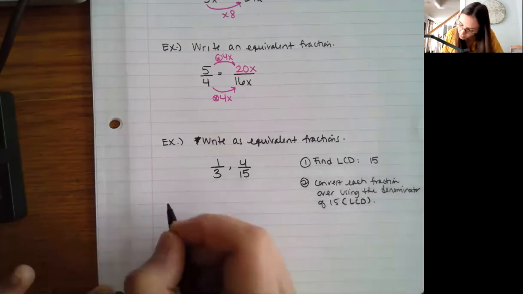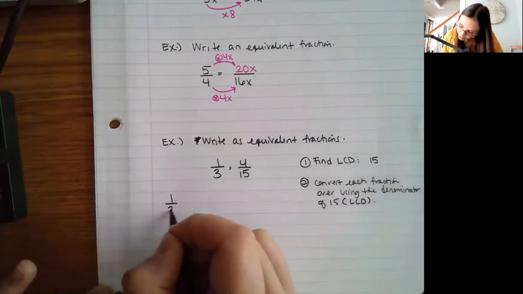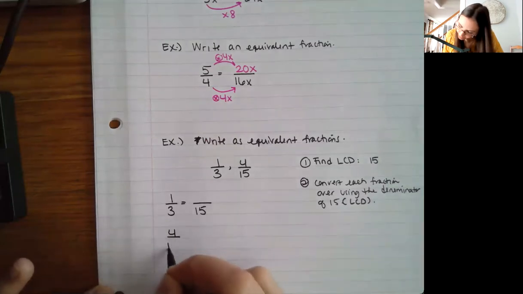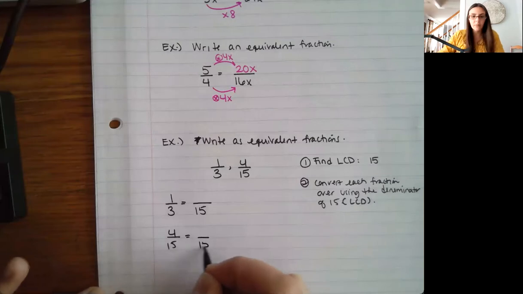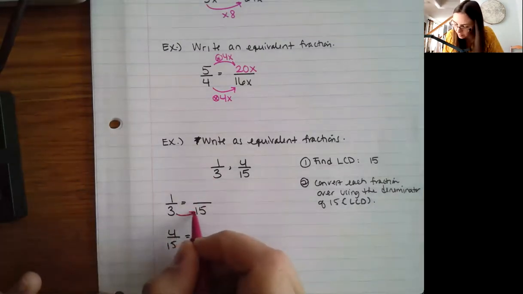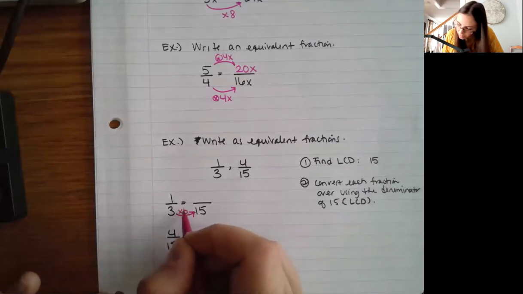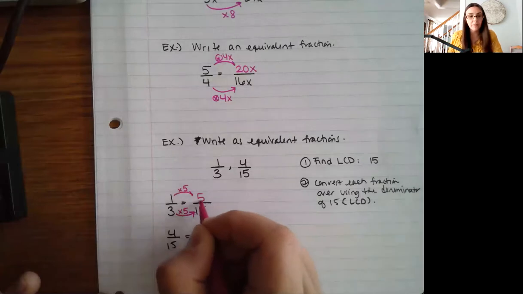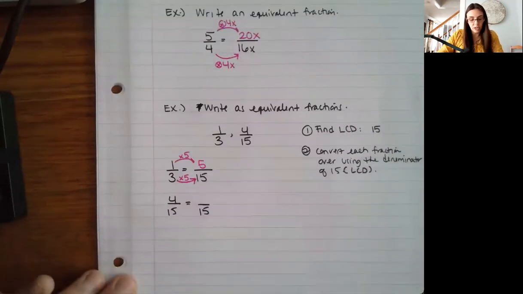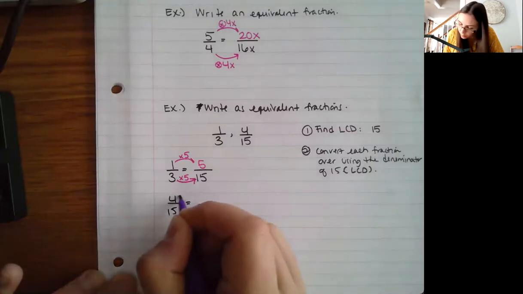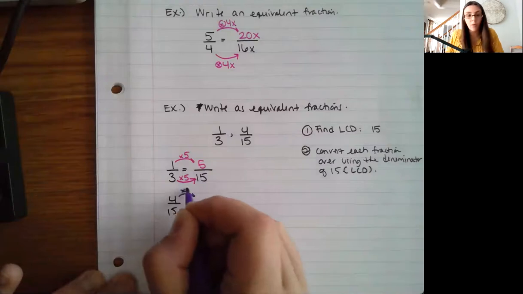So let's do it. I'm going to take 1/3 and I want it to have a denominator of 15. And I'm going to take 4/15 and I want it to have a denominator of 15. So in the first case, going from 3 to 15, I would have to multiply by 5 there. So I make that same change up top. 1 times 5 is 5. Now notice that each fraction changes in a different way. This one actually doesn't even change. 15 times 1 would be 15. So 4 times 1 would stay 4.